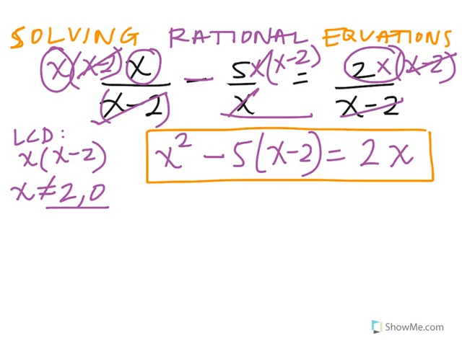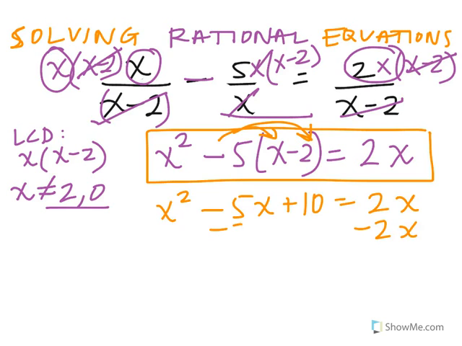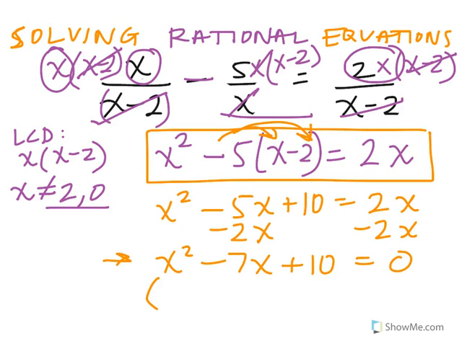Let's do it. I'm going to distribute the minus 5 to both terms inside the parentheses, so we'll have x squared minus 5x plus 10 equals 2x. Now we'll bring the 2x to the left-hand side to put this in standard form, and we'll have x squared minus 7x plus 10 equals 0. This is a quadratic equation in standard form, and it looks like it may be factorable. So let's try to factor it.